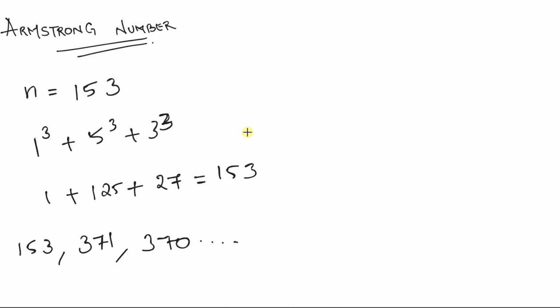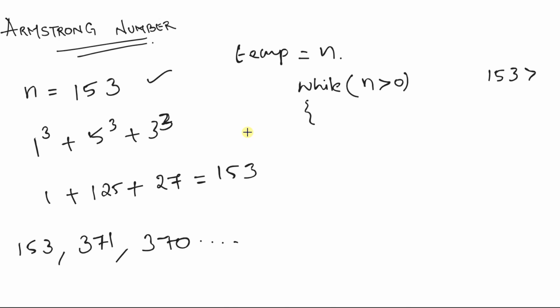There are very few. So now we have to write a logic for this. We have got the n value. We'll be manipulating this value, dividing it and taking the digits apart. So to preserve this value till the end of the program, we need a temporary variable, and we assign the n value to it. Then we need a while loop: n is greater than 0. That is, we check 153 is greater than 0. That is true, so it enters the while loop.